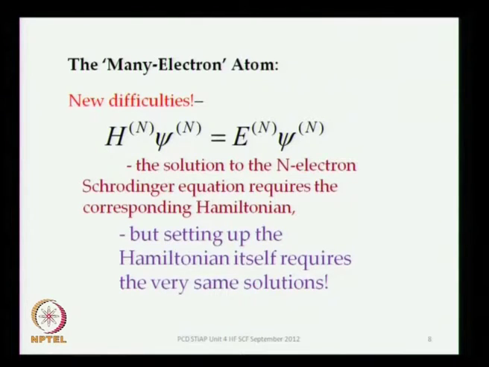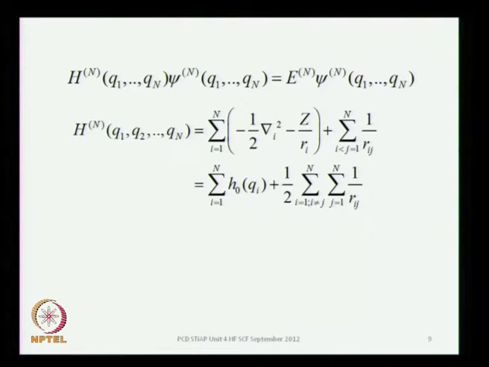essentially the difficulty is summarized on this slide, that setting up the Hamiltonian itself requires the very same solutions which you hope to obtain by solving the Schrodinger equation. So, that is the difficulty that you are now going to address. So, this is our many electron Hamiltonian.